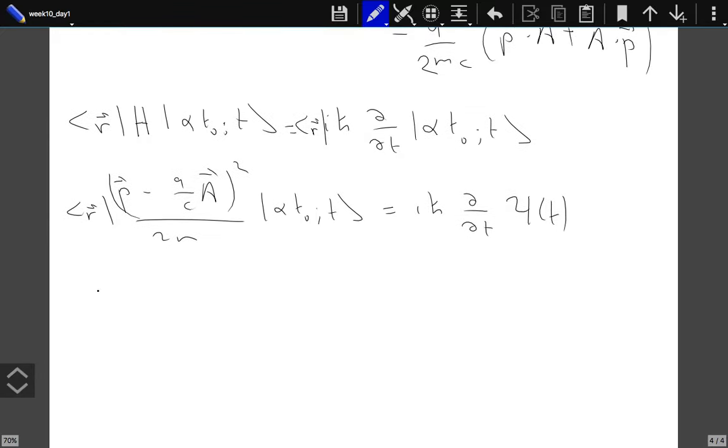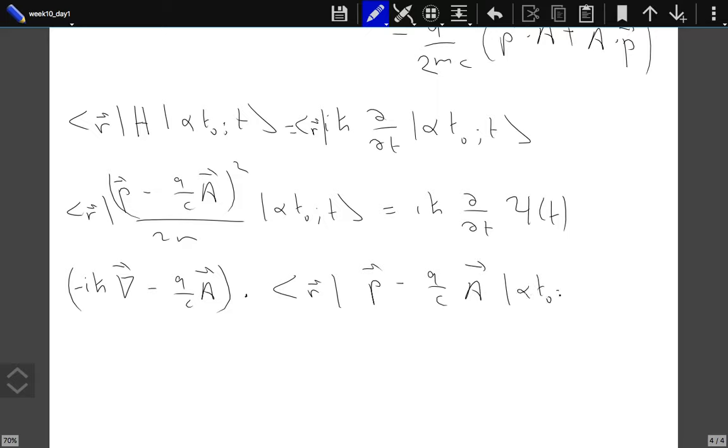In the position state, we can write this as H minus I H bar, the gradient, minus Q over C A, scalar product with R, P minus Q over C A, over 2m. This is equal to I H bar del by del T psi of T. Here I use that the position state representation of the P is nothing but my gradient operator up to that multiplicative factor.